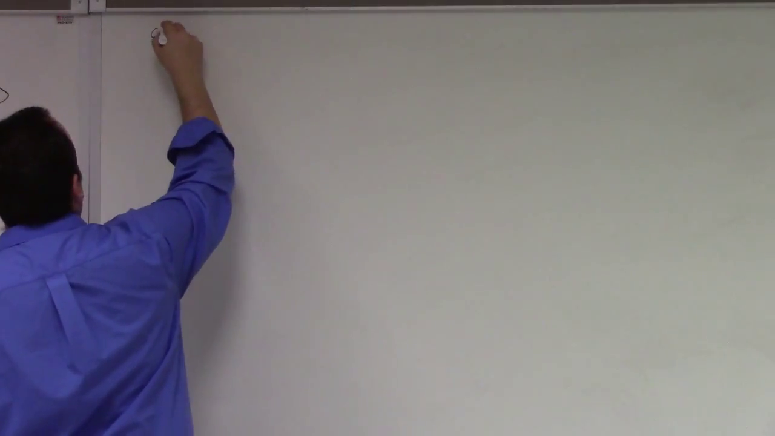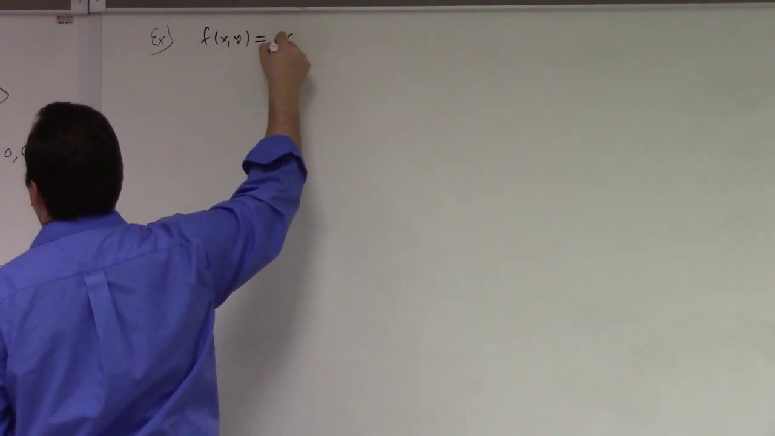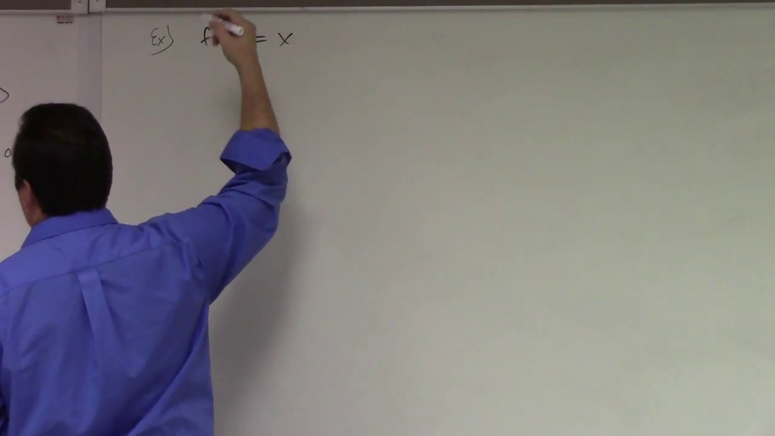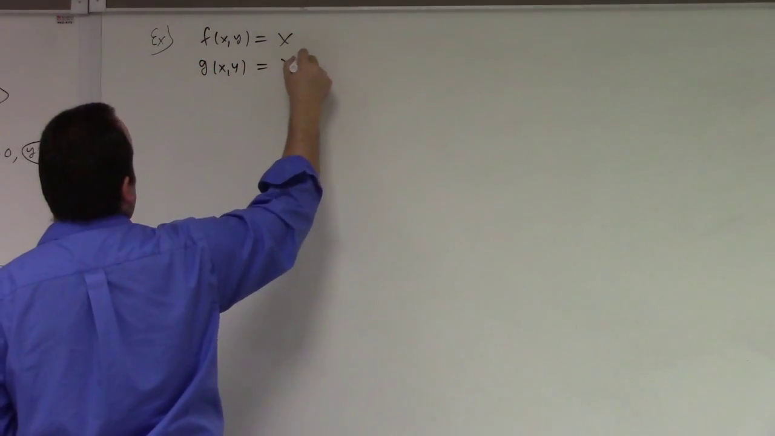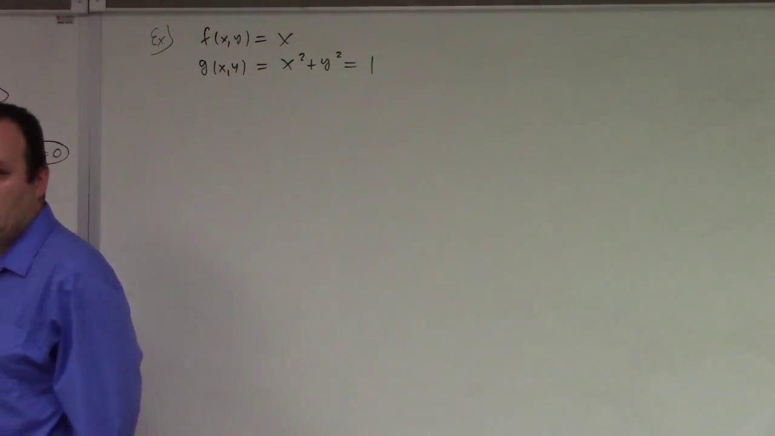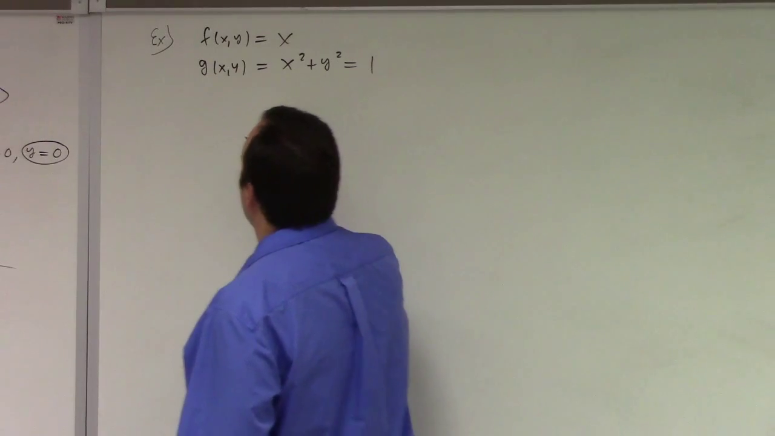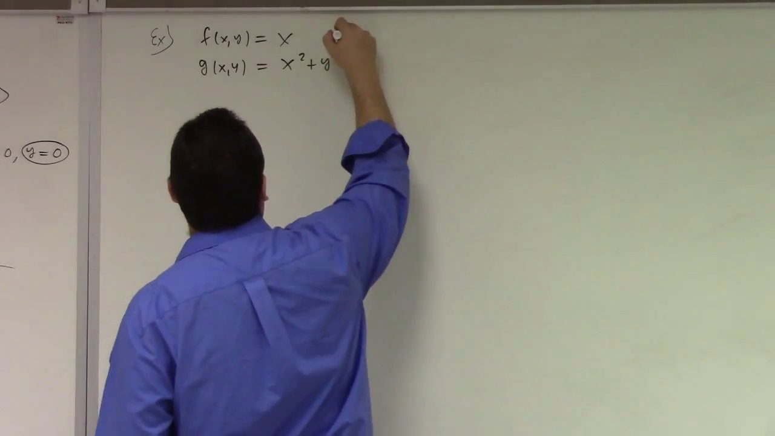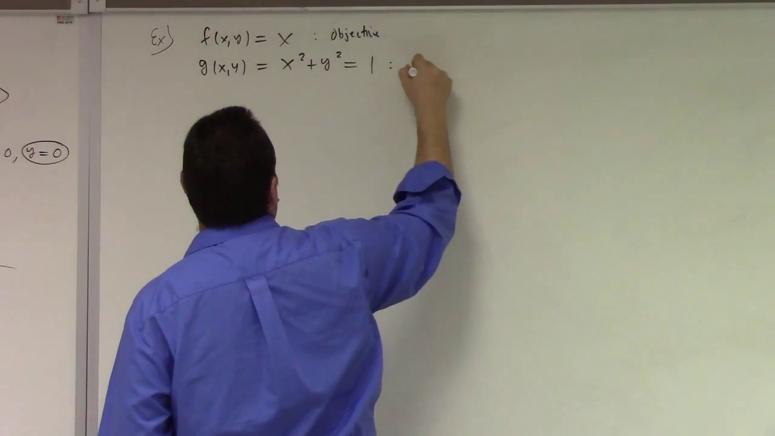How about this? Just to keep it easy for class, f of x, y equals x, and let's look at g of x, y equals x squared plus y squared equals 1. This is a really simple example, but it'll serve to illustrate the method quickly without wasting a lot of our time. So this is the objective, and here's the constraint.